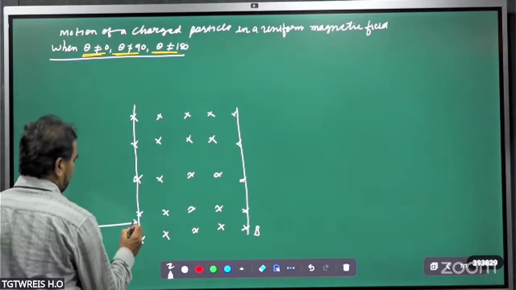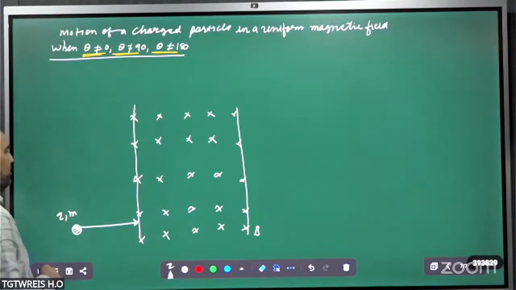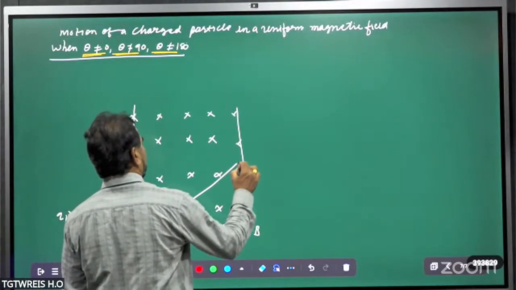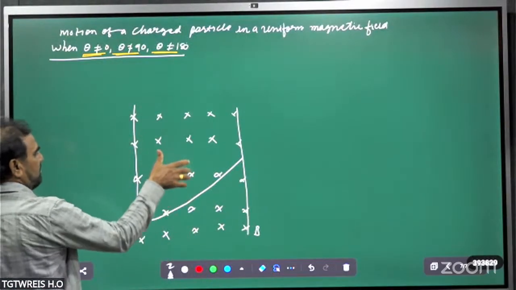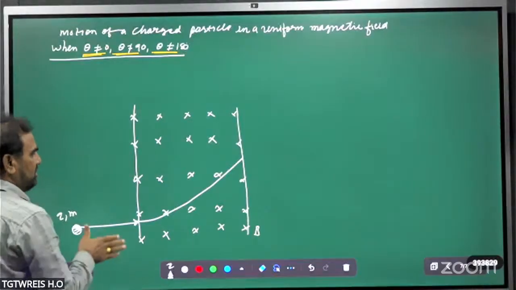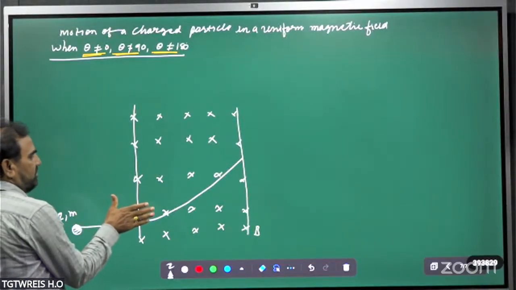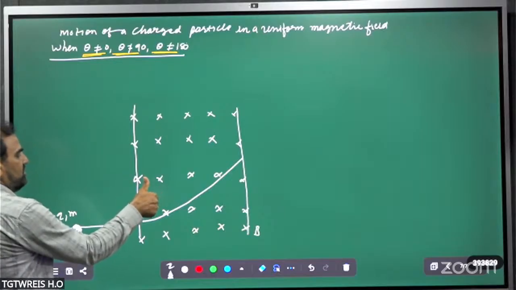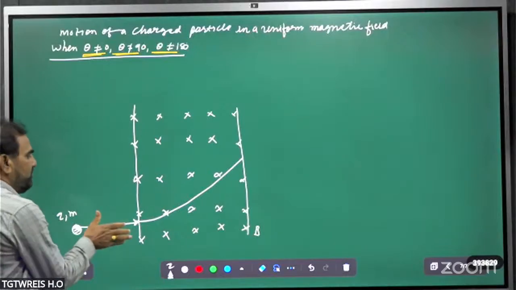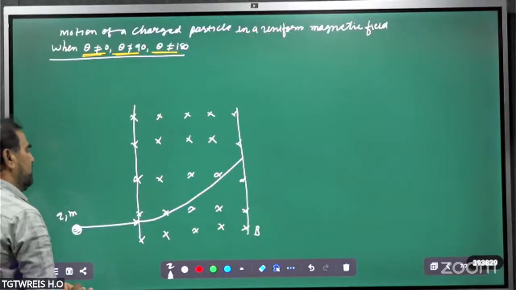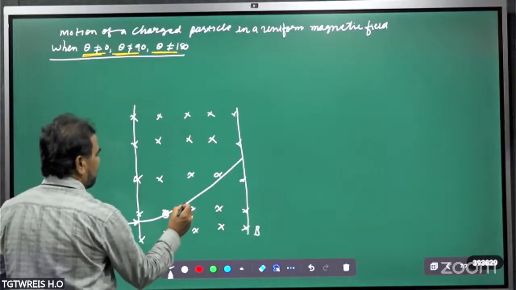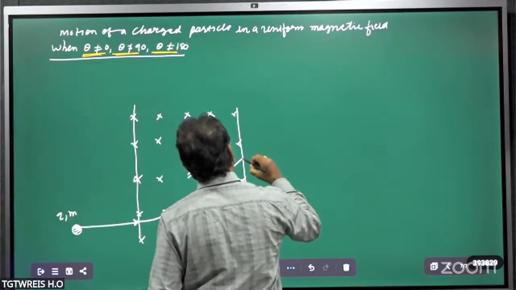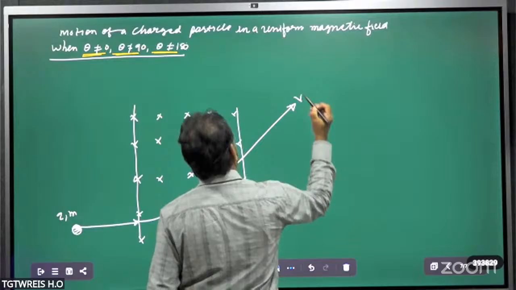When it enters the field like this, the charged particle gets deflected in this direction because the force is acting in this direction. The right hand is stretched such that the four fingers point in the direction of velocity and the curled fingers give the direction of the magnetic field. The thumb gives the direction of the force. Due to the force acting on the charged particle, it is deflected like this. Okay. When it comes outwards, its path is nothing but a straight line.